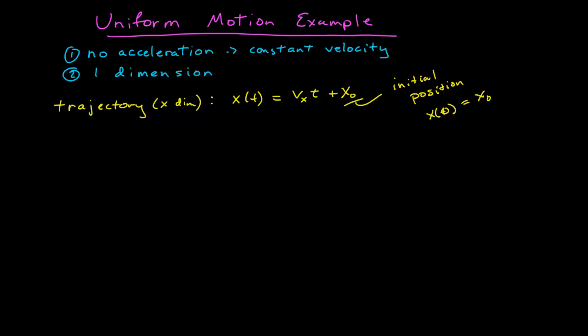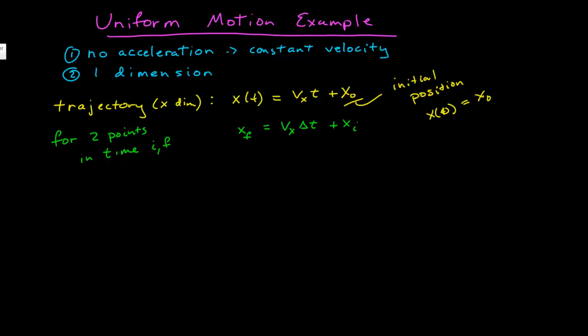Also, we pointed out that if you're simply looking for 2 points in time, you can identify those as an initial and final point in time. You can say that the final position, x sub f, is equal to the velocity times the time difference between those 2 points in time, plus x sub i. Now this is true in the x-axis.